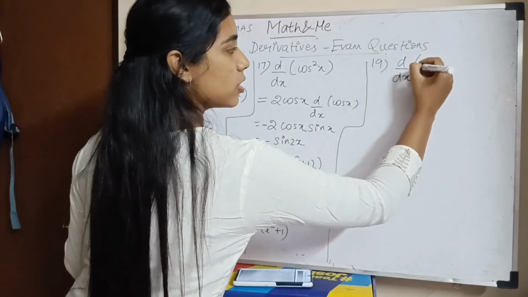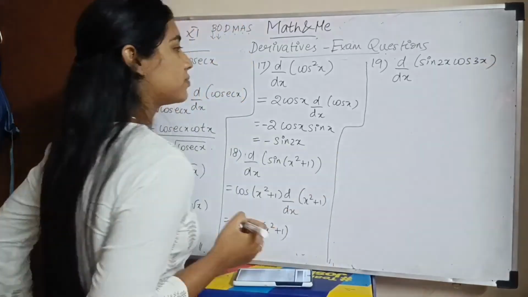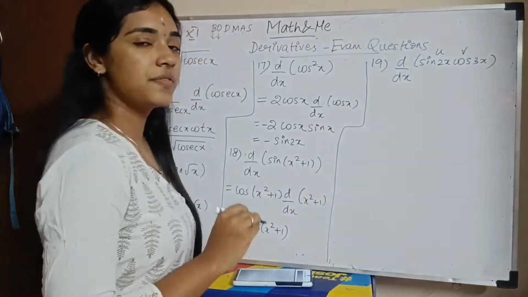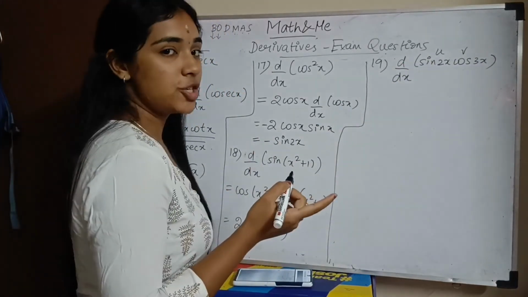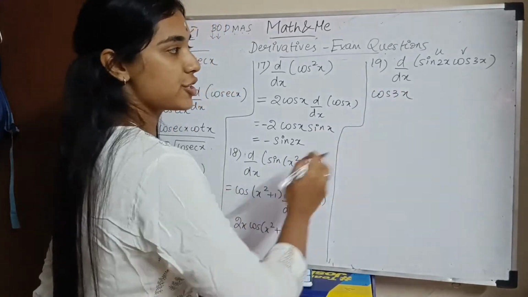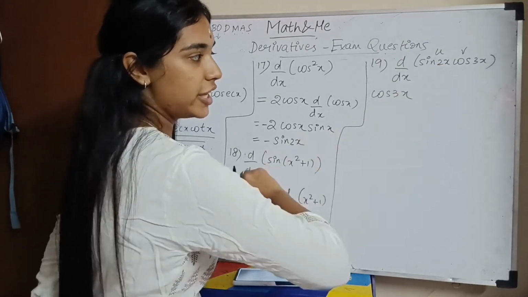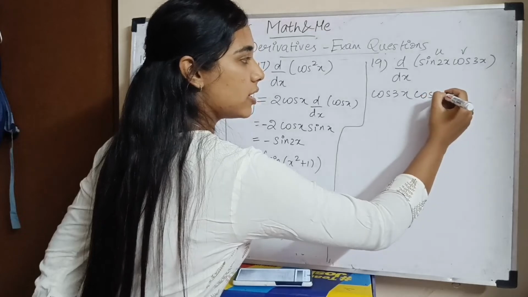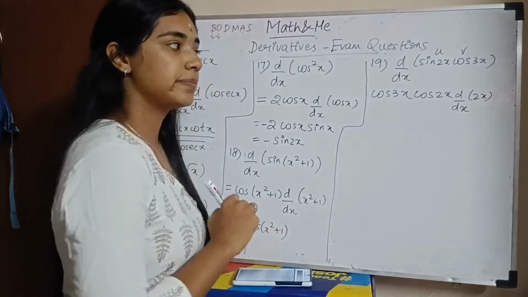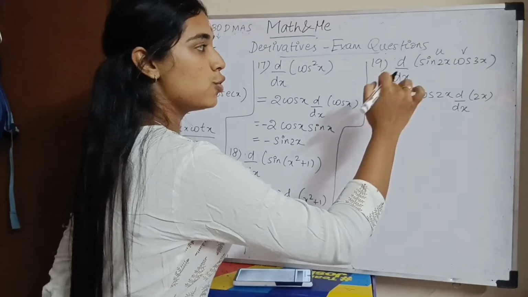d by dx of sin 2x cos 3x. So what do you have here? You have a multiplication. So this is u, this is v. So you have v u dash plus u v dash. What is your u dash? Sin x, the derivative is cos x, but you have sin 2x. So let me write cos 2x d by dx of 2x. Correct? So I have written v u dash plus u v dash.